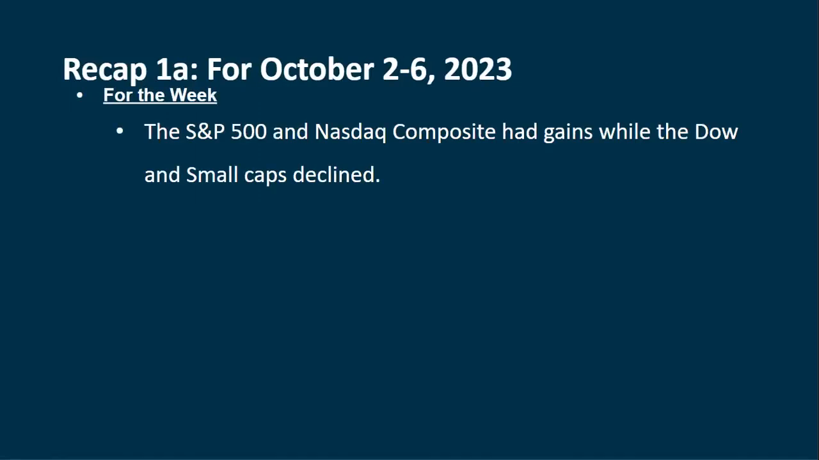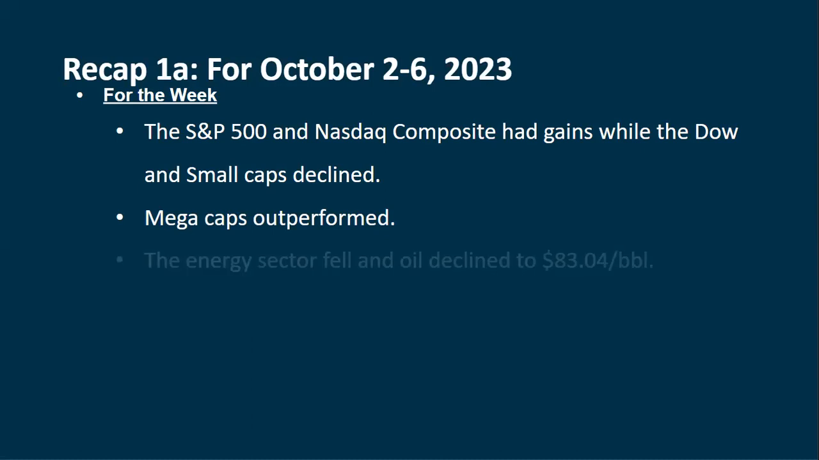So just some bullet points. The S&P and the NASDAQ had gains while the Dow and the small caps were down. So on an index level, we were mixed. The mega caps, which have been really holding the market together in 2023, continue to outperform, and a lot of the gains that we saw came from them.